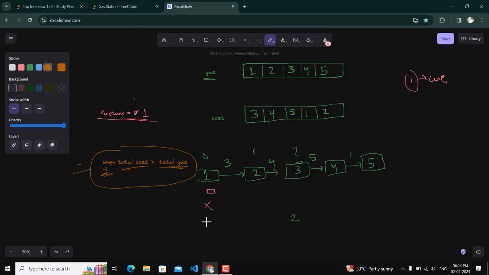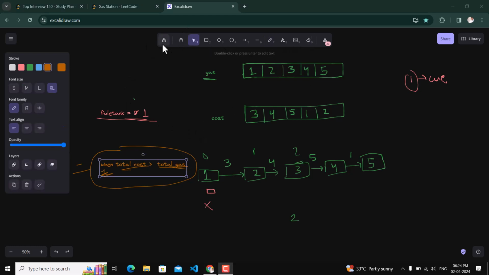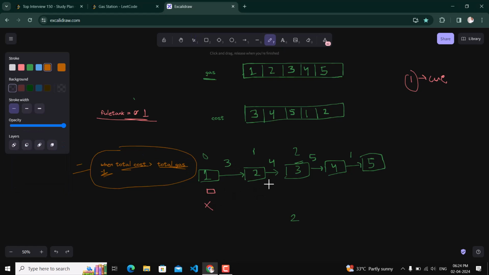Okay, now the second case, when we have a unique solution. A unique solution in the sense that if we start from this point, then we should be able to travel the whole distance and come back to this initial point. So this will be a solution. Similarly, there is only one solution, and any gas station can be that solution.